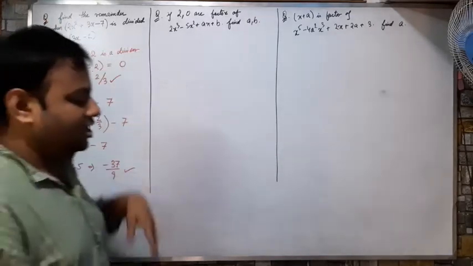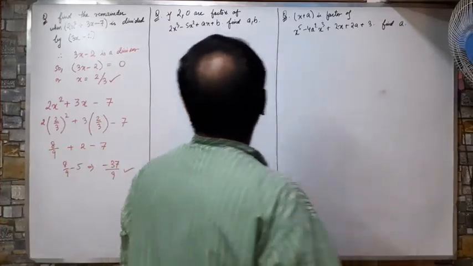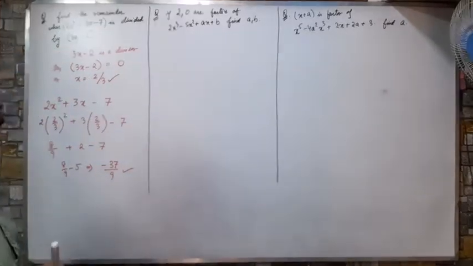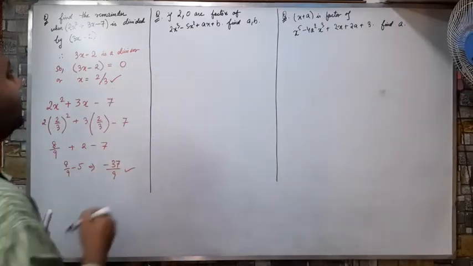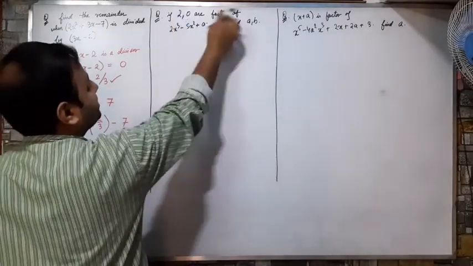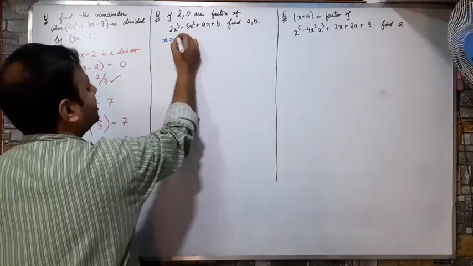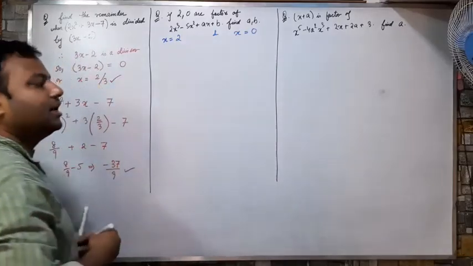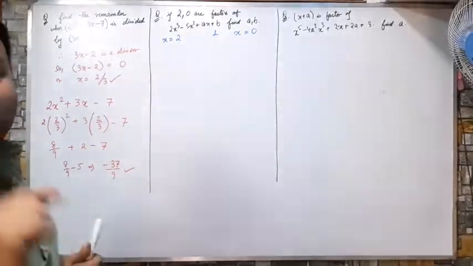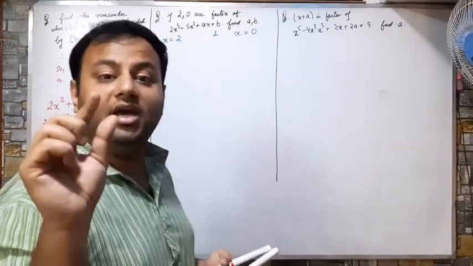The next is: if x minus 2 and x are factors of 2x cube minus 5x square plus ax plus b, find a and b. So I have been already given that these are the factors. That means x equals to 2 and x equals to 0. They are already given. And what is factor? Factor means the remainder will be 0.